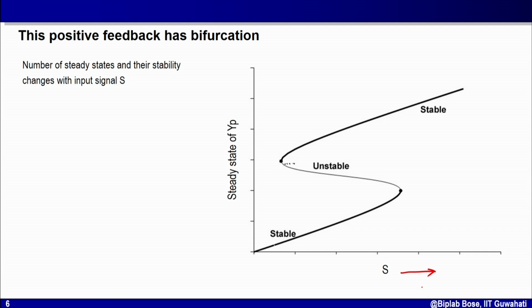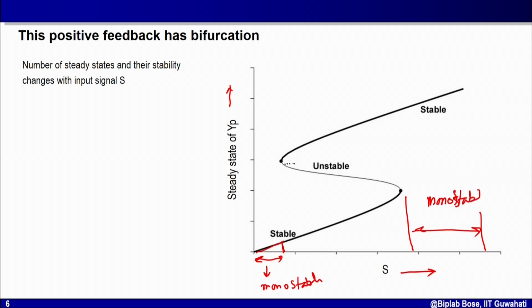on the horizontal axis and the steady state value of yp on the vertical axis, and I can plot different steady state values of yp as I change S. And I can see that for some values of S, I have only one steady state. That is, in this region my system is monostable. In the higher values of S also, in this region my system is monostable, because I have only one stable steady state in those cases.